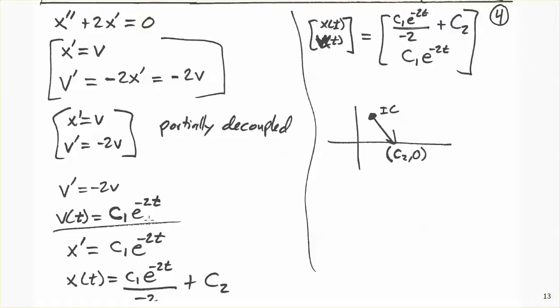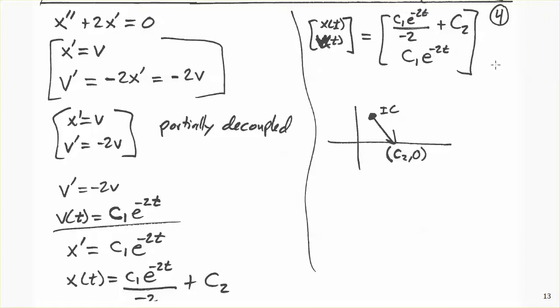Well, that's easy enough to do. It's just a function of t, so I can integrate both sides. I get x on the left, and I get c1 e to the minus 2t over minus 2 plus the constant of integration. And so now I can write that down here. There's my x, there's my v. That's a vector.